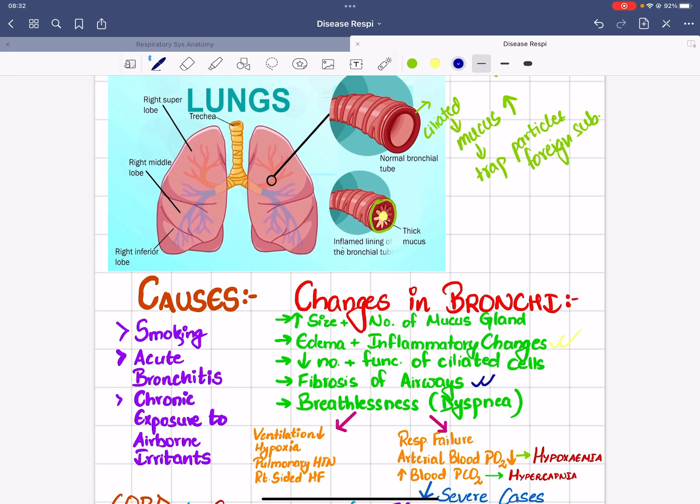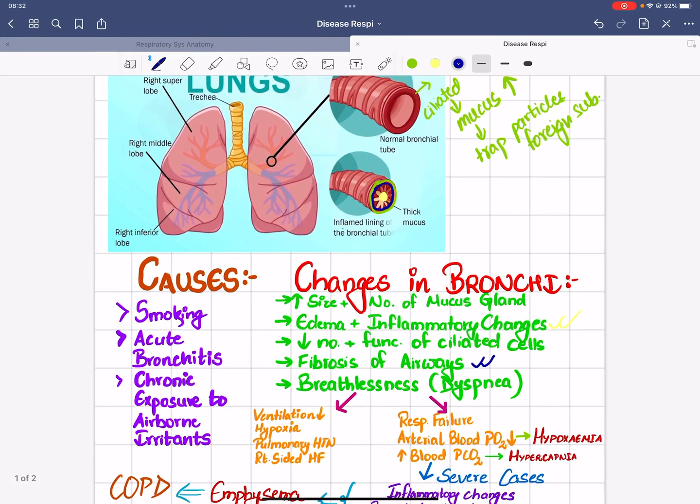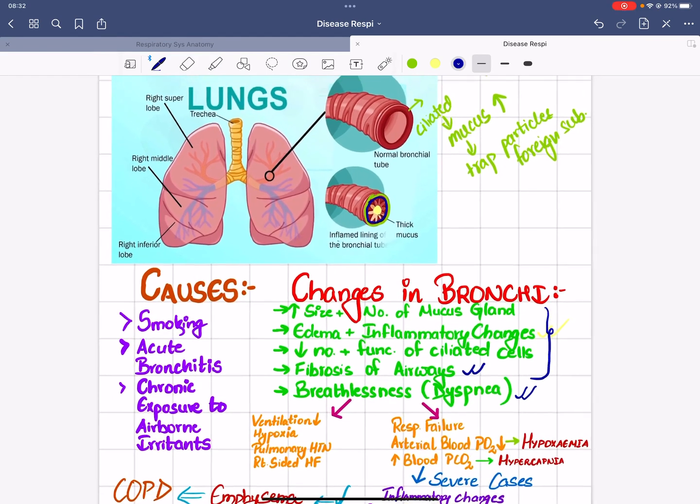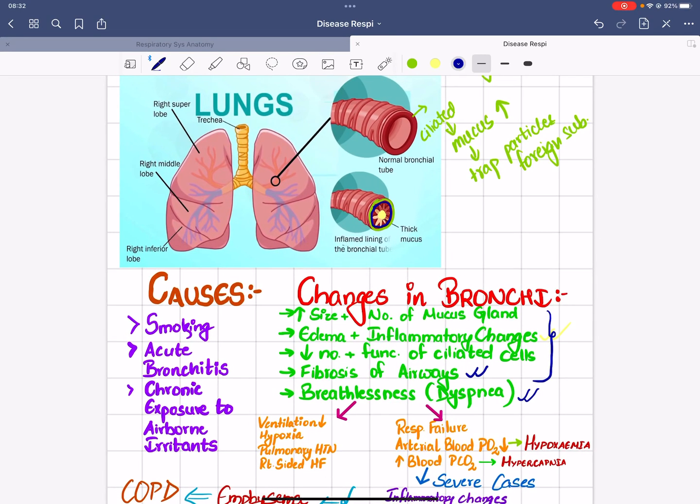Fibrosis means that there are different fiber-like structures surrounding the airway, which are inelastic, meaning that they do not expand or contract. They are just structures, and due to this the underlying structures get damaged. Because of all of these reasons, they develop breathlessness, or we can even say dyspnea, meaning that the patient with bronchitis has great difficulty in breathing properly.